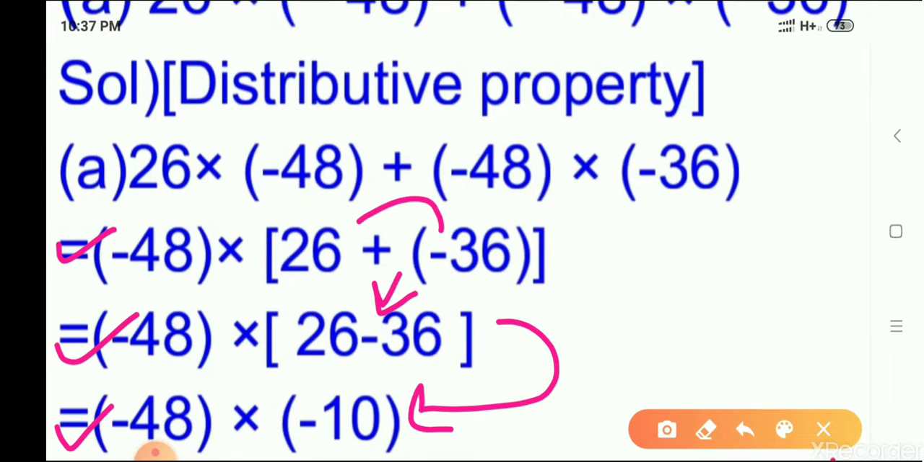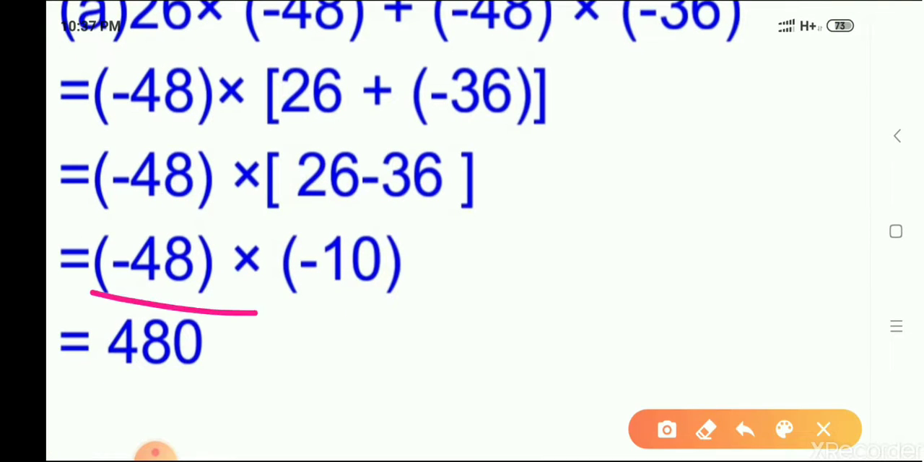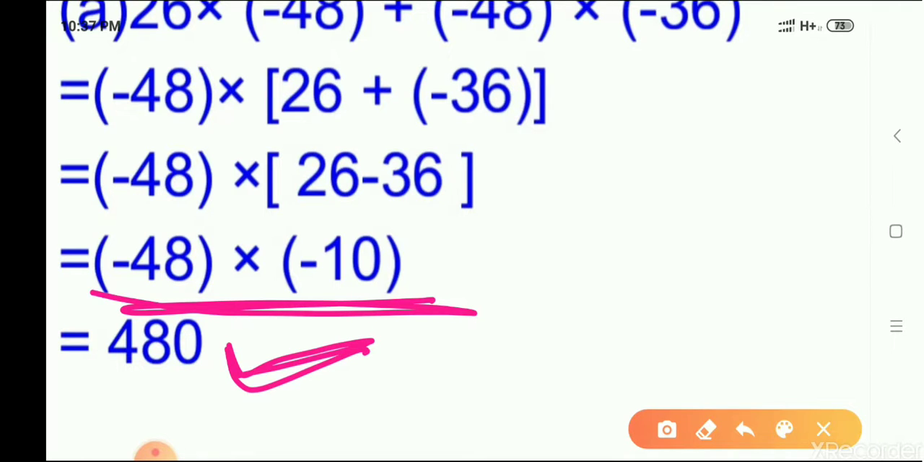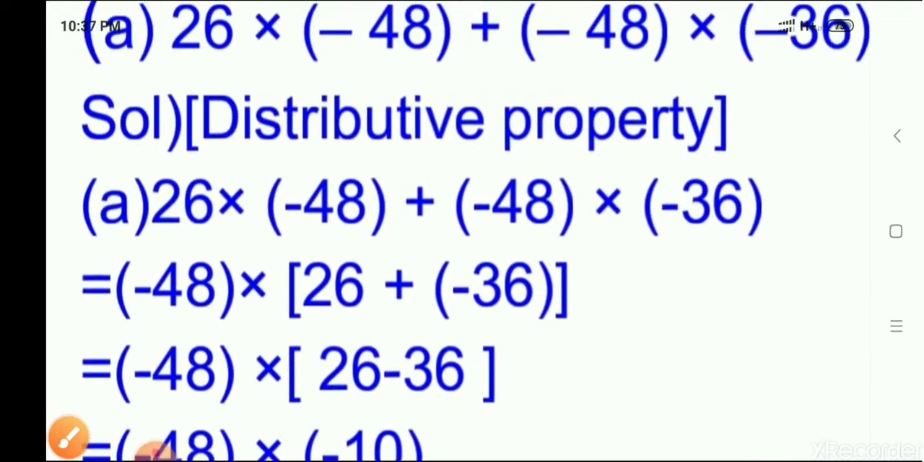So in the last step, what will be the answer? It will be minus 48 into minus 10, that is 480. So our answer will be 480. Which property have we used? We have used the distributive property. And this property states that whenever an integer is present outside the bracket, it is distributed with the integers present inside the bracket in addition or in subtraction.